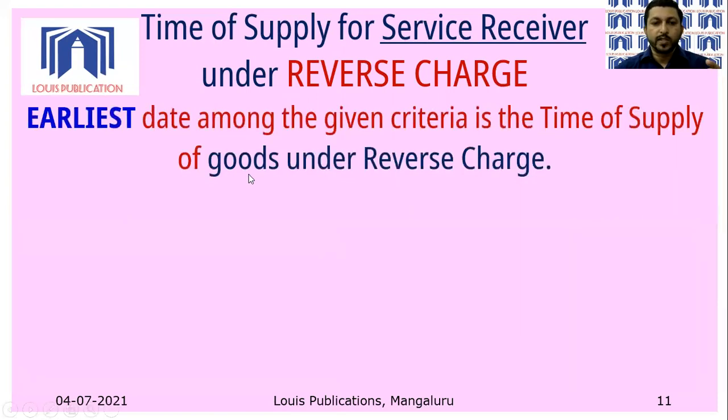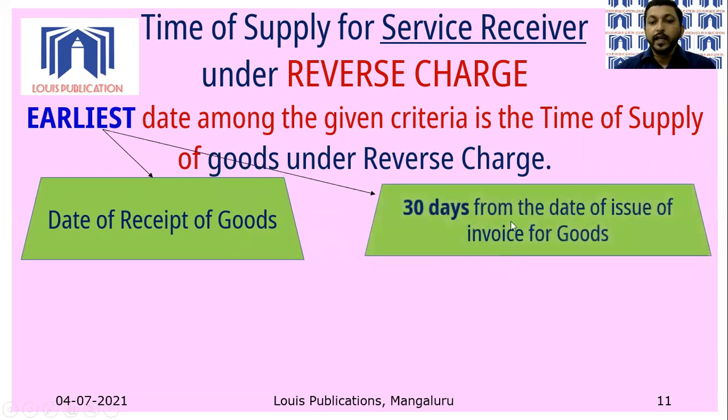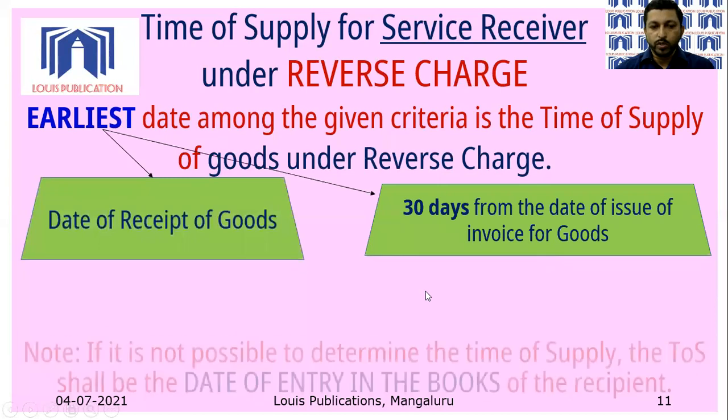So understand this concept, we are talking exclusively about goods only. The earliest date among the given criteria is the time of supply of goods under reverse charge. So our focus is on goods. Which are the criteria? We have just two criteria. One is the date of receipt of goods. That is the first criteria. And the second criteria that we have is 30 days from the date of issue of invoice for goods.